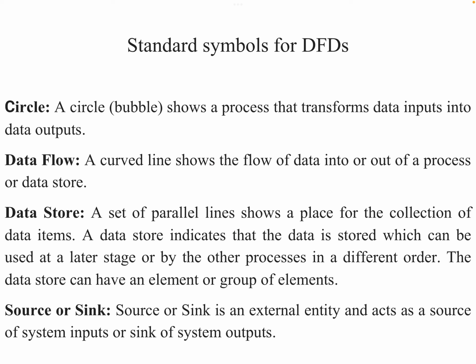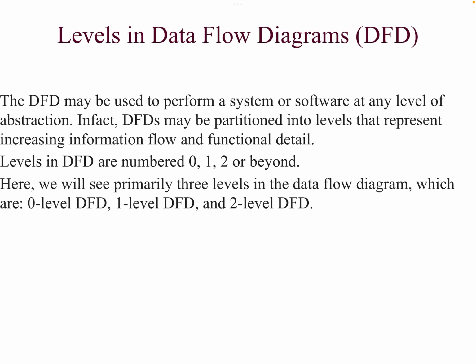A data store indicates that the data is stored, which can be used at a later stage or by other processes in a different order. The data store can have an element or a group of elements. Source or sink is an external entity that acts as a source of system inputs or a sink of system outputs. So now, levels in a data flow diagram.